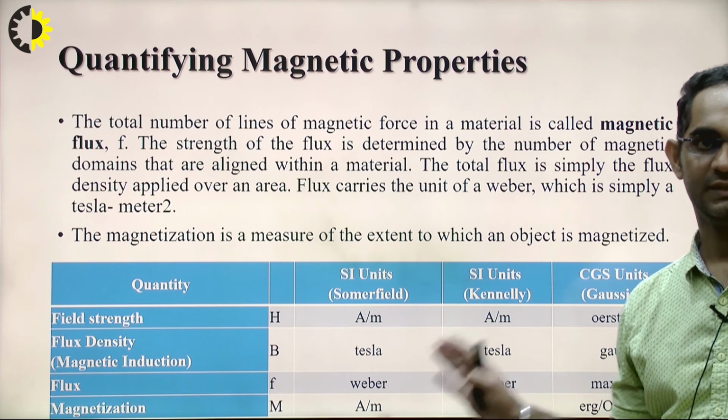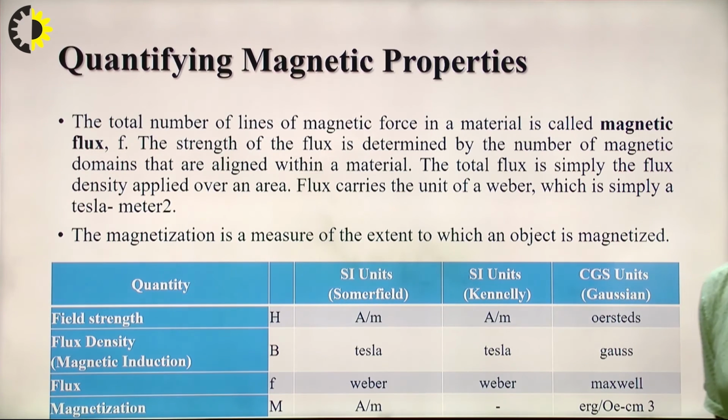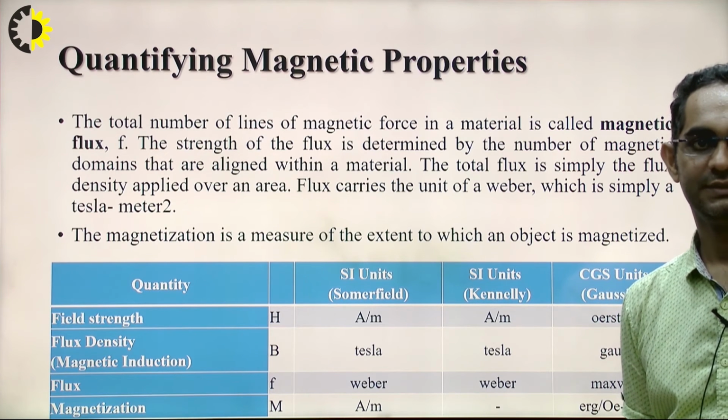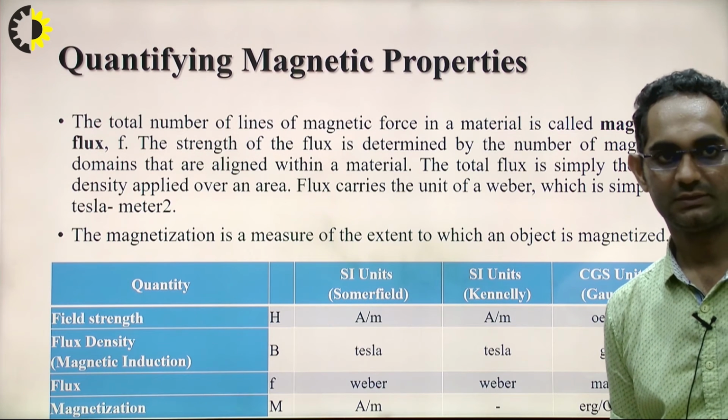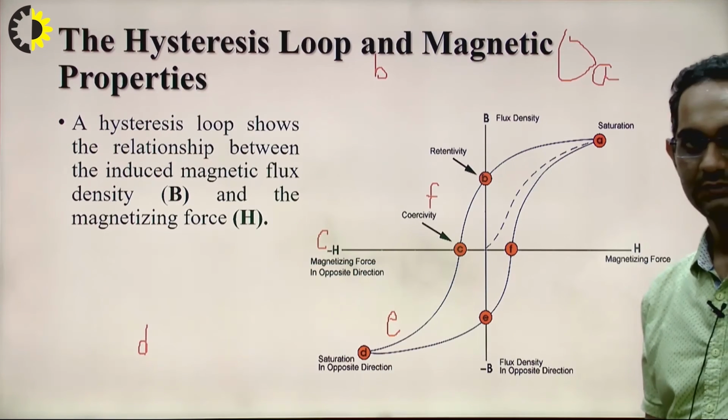So these are the SI units for the different quantities: the field strength H has SI unit ampere per meter, flux density or magnetic induction B has the Tesla, flux Φ has the Weber, and magnetization M is in amperes per meter. So these are the quantifying magnetic properties.